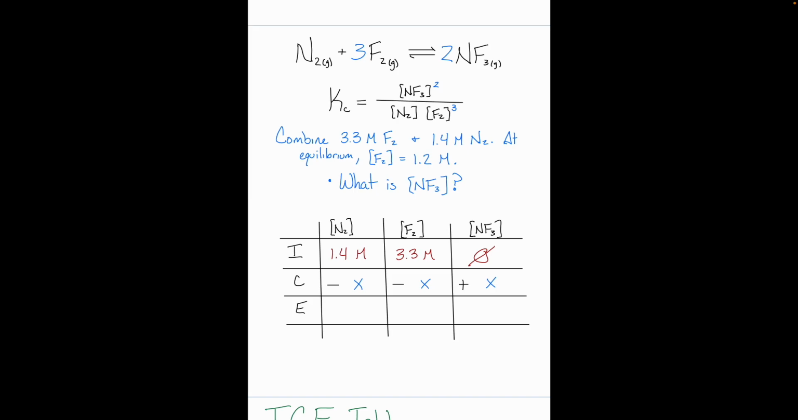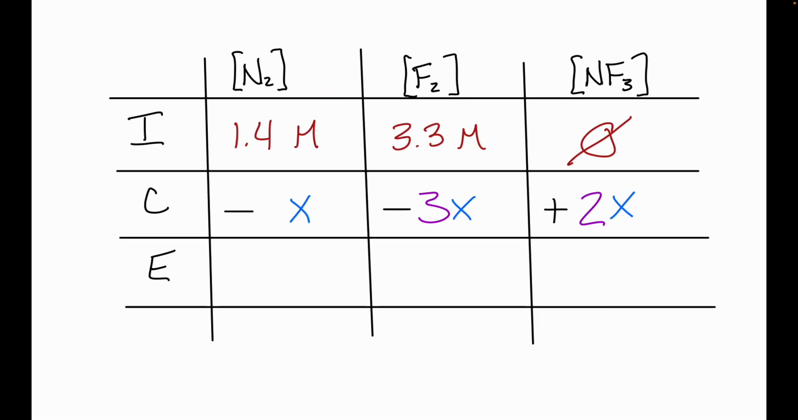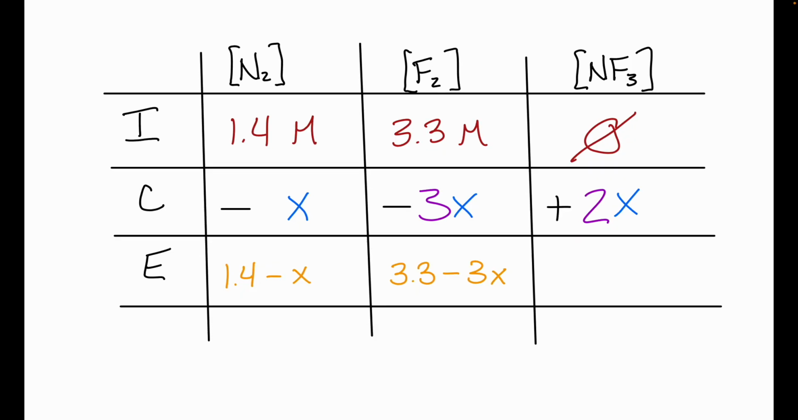According to my balanced chemical equation, for every 1 nitrogen molecule that's consumed, 3 fluorines are consumed, and that produces 2 of these products. So I'm going to include those coefficients as well. I should have a 1, or I can just leave it, in my nitrogen box, a 3 as my coefficient for my fluorine, and 2 for my coefficient of my product. Then for our last box, we're going to sum up the I and the C. So this will be 1.4 minus x. This will be 3.3 minus 3x. And this will be 0 plus 2x, or just 2x.